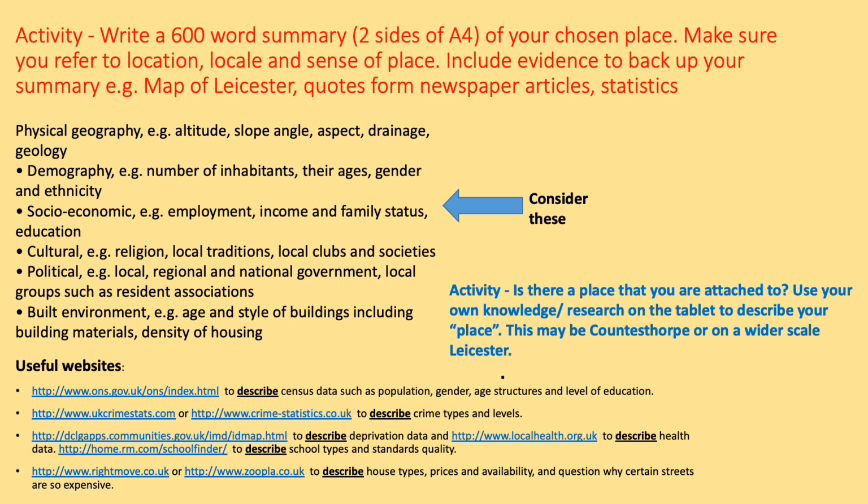So you're going to write a 600-word summary of your chosen place based on these 6 different categories. The reason I only want it to be approximately 600 words is I want you to consider carefully what you are going to select to help us get an understanding of that place and a sense of that place.